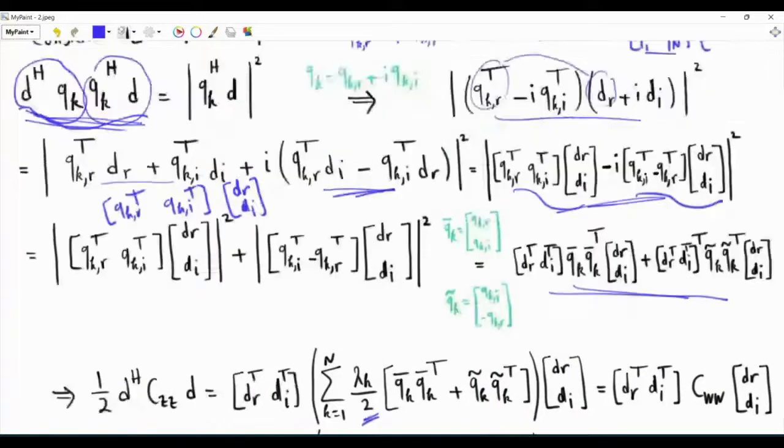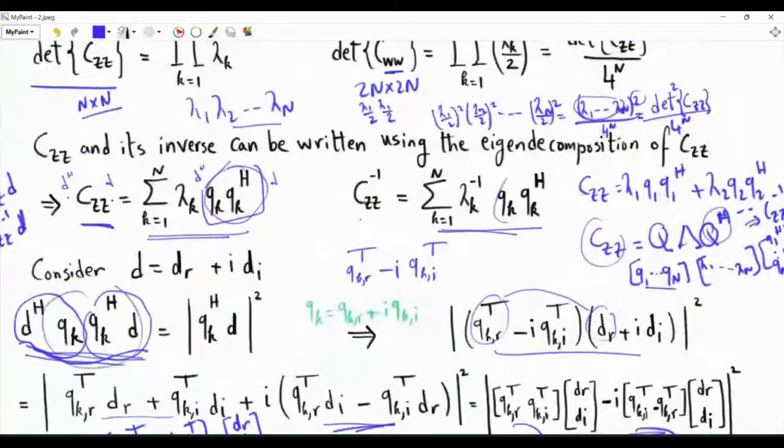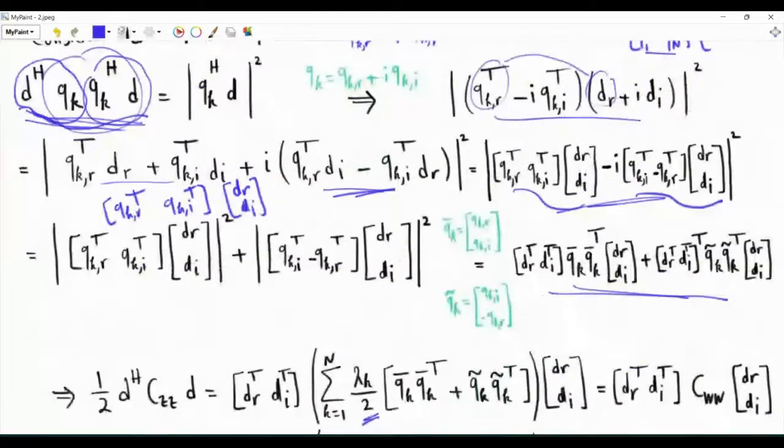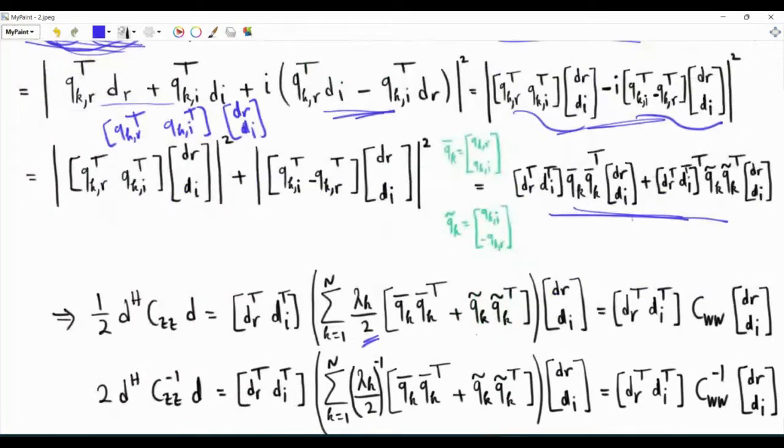And then we make use of our result here. So this D Hermitian QK Hermitian D will be replaced by this quantity here, as we can see. Now, what is this summation? This summation is summation K from 1 to n, lambda K over 2, and then we have QK bar transpose plus QK tilde transpose.